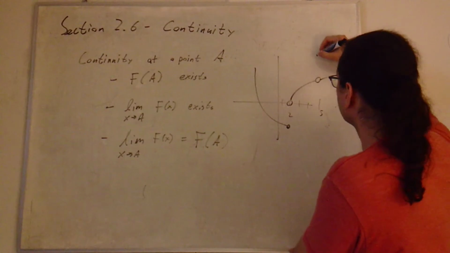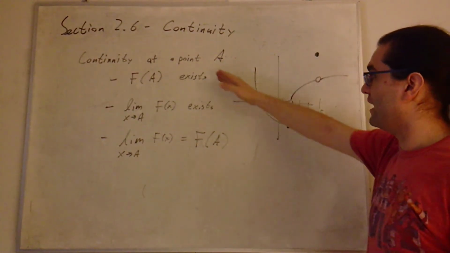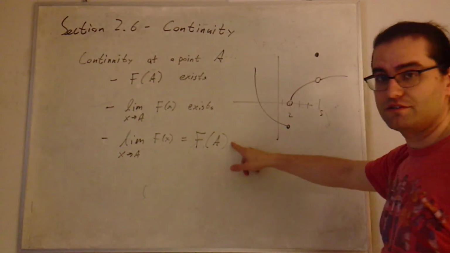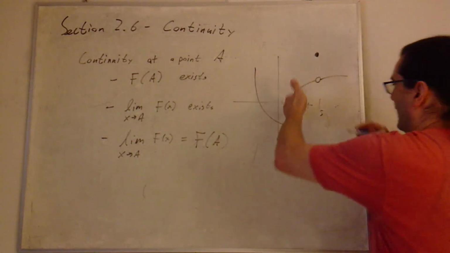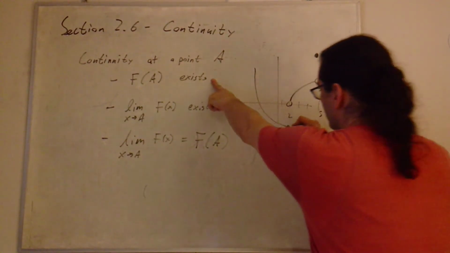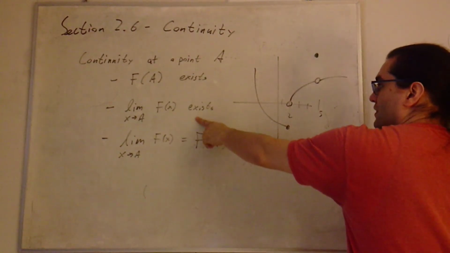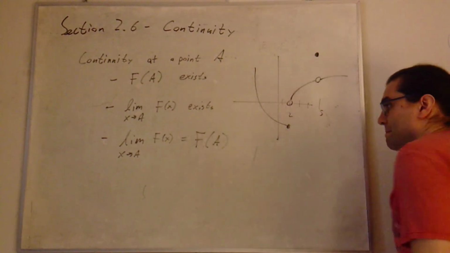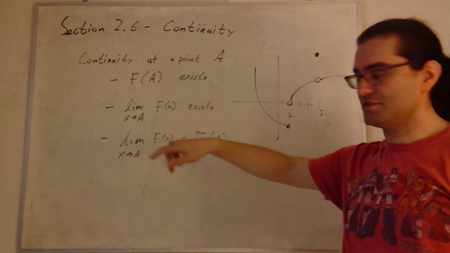If we change the function so that there's a point up here, now the function exists and the limit exists, but they don't agree. So it's still discontinuous because of this third condition. At x equals 2, the function value exists. It's down here, probably -3 or 4 or something. The limit does not exist, so that's where it's breaking down. And if the limit doesn't exist, then of course they don't match.